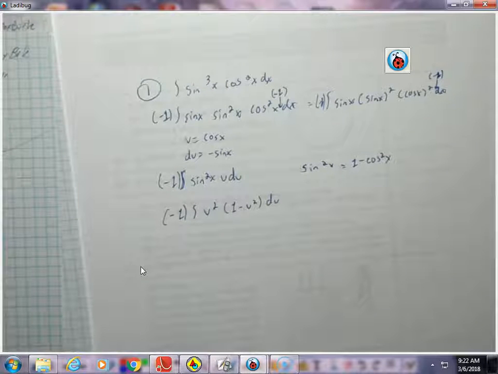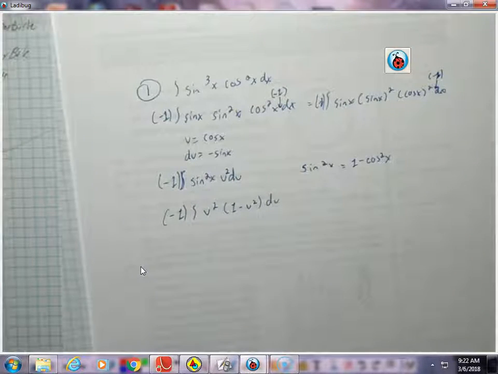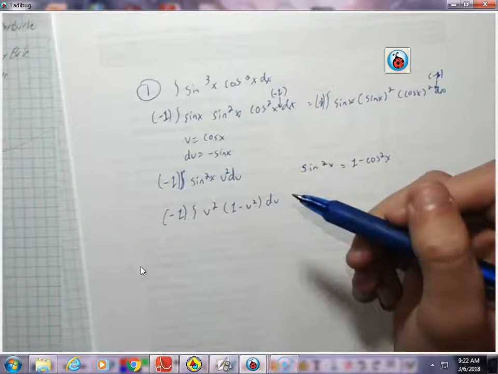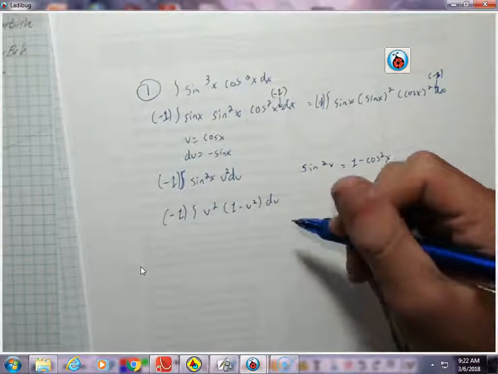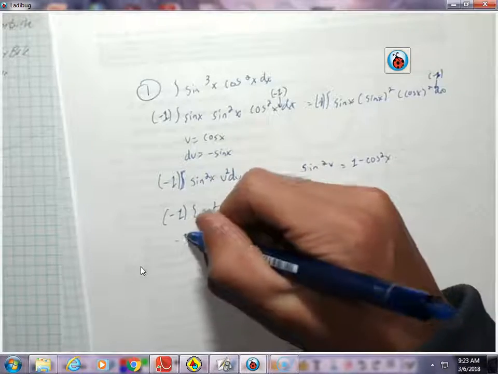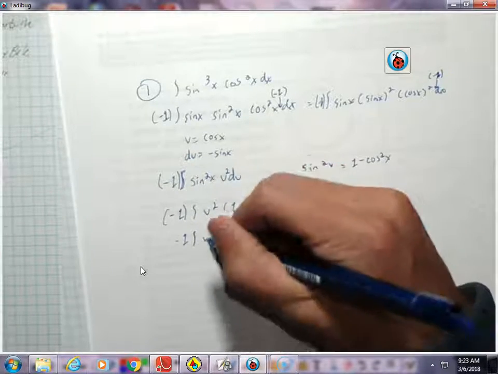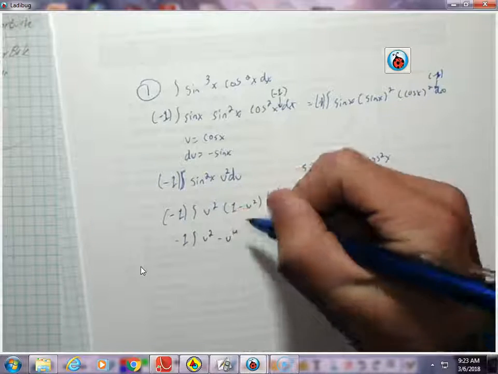Well, because the cosine is equal to u, so it's u squared, not u. Thank you for that catch. So it's negative 1 times the integral of u squared times 1 minus u squared du, and I just multiplied that out. So it was the integral of u squared minus u to the fourth du.